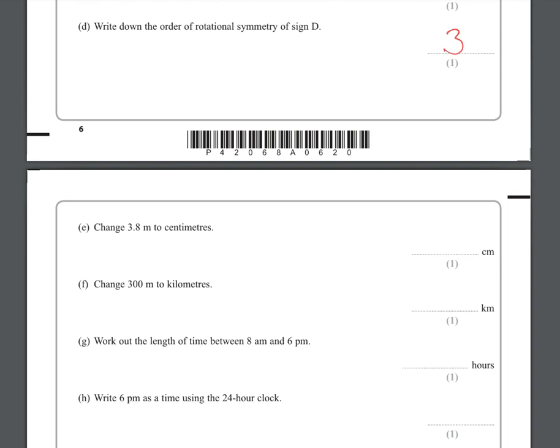3.8 meters in centimeters. Well, you need to know that there are 100 centimeters in 1 meter. So 3 is going to be 300. So we're going to move the decimal point 2 places, making the numbers 100 times bigger. So we're going to get 380 centimeters.